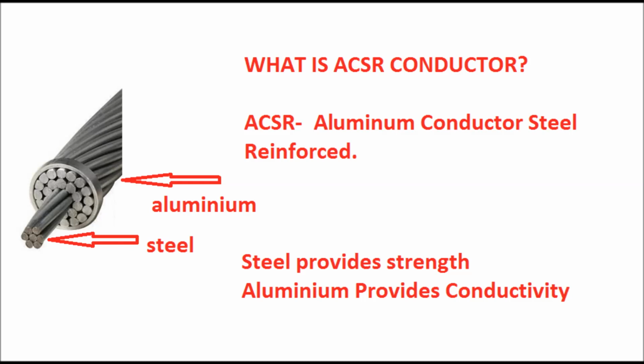The part of the conductor used for conduction of the current is the aluminium, and steel is used in the central part of the conductor in order to give it tensile strength. So you can see in the left hand picture that the outer part of the conductor is made of aluminium strands, and the inner part is made of steel strands. Steel provides the strength of the conductor and aluminium provides the conductivity.